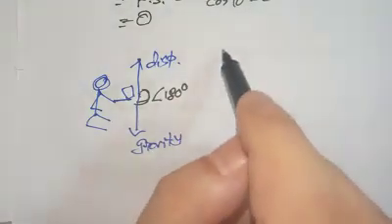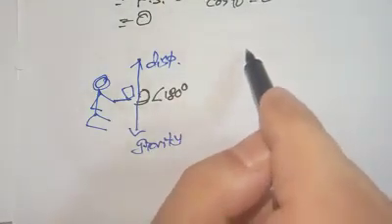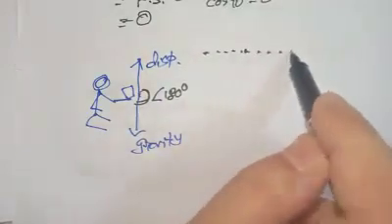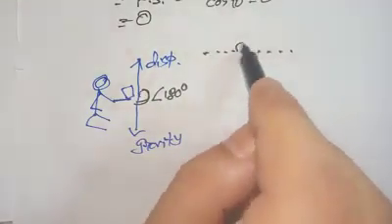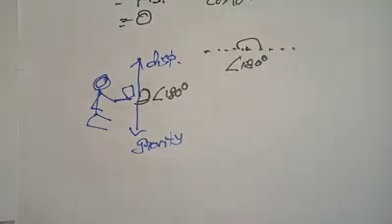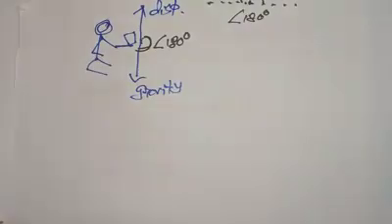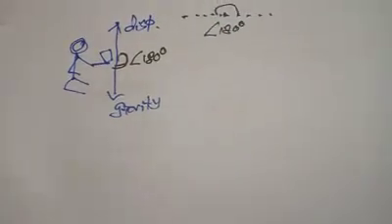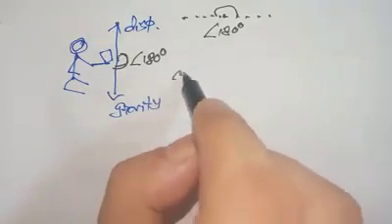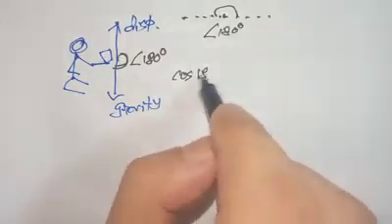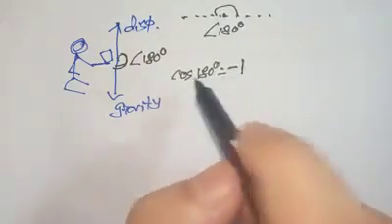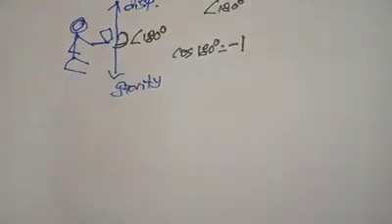So we need to understand that the angle being formed is 180 degrees. We have seen earlier that a straight line forms an angle of 180 degrees. So in this case the angle formed is 180 degrees, and we need to find the cosine of 180 degrees, which is -1.